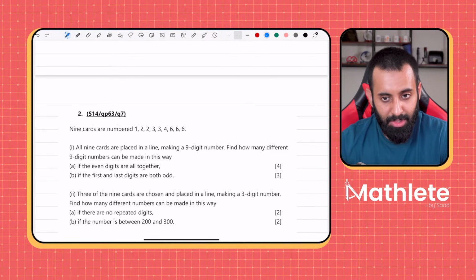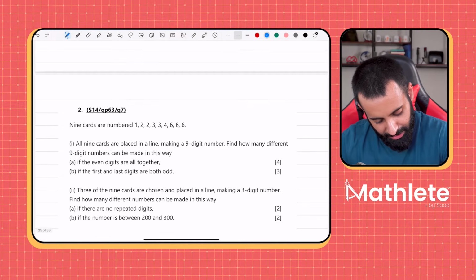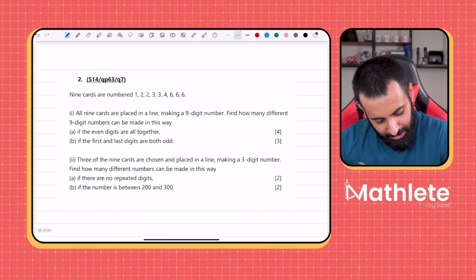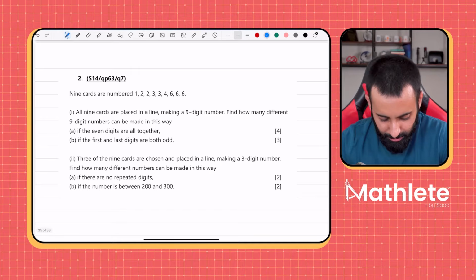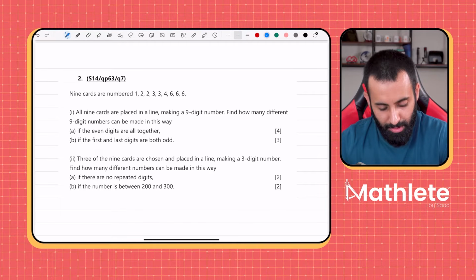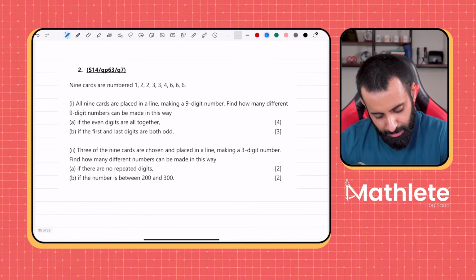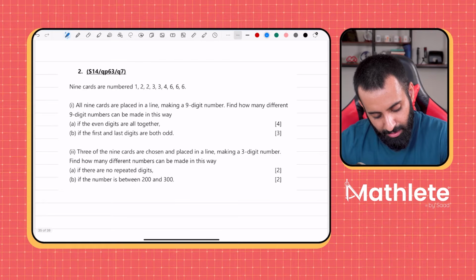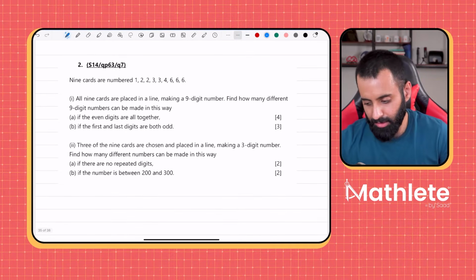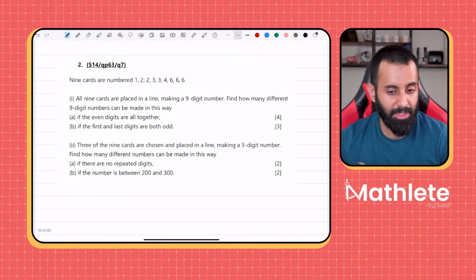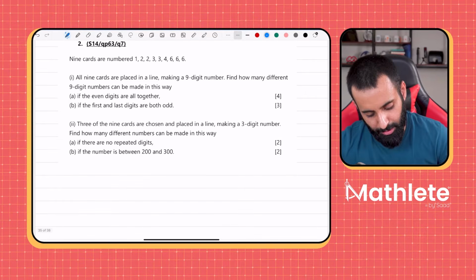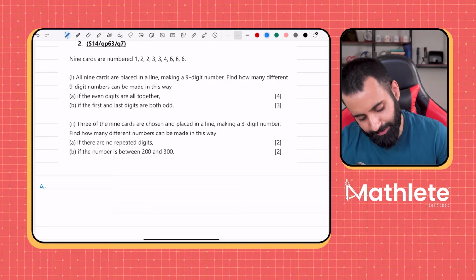Now let's move to the next question, which is question number 2. Let's see what this says. Question 2 says 9 cards are numbered 1, 2, 2, 3, 3, 4, and 666. Okay, all 9 cards are placed in a line, making a 9-digit number. Find how many different 9-digit numbers can be made in this way if the even digits are all together. Okay, so we have to make sure that all the even digits, regardless of how many they are, are all together. And we are making a 9-digit number.